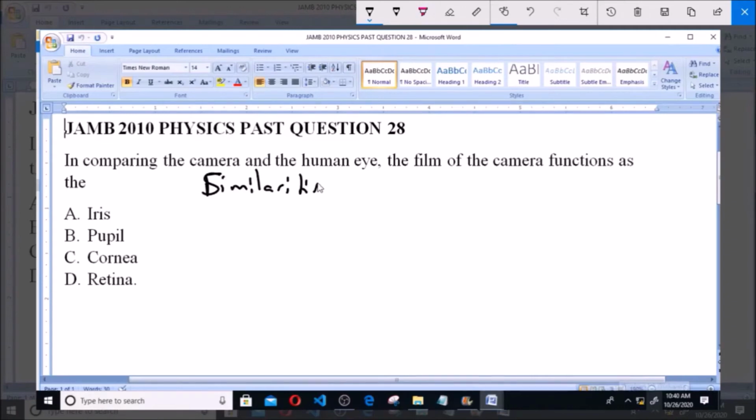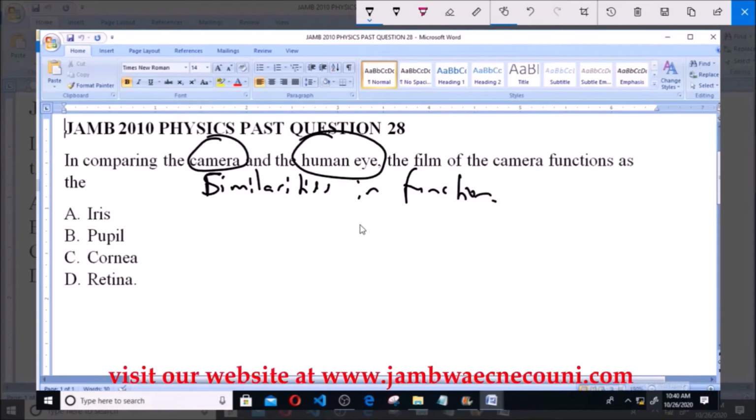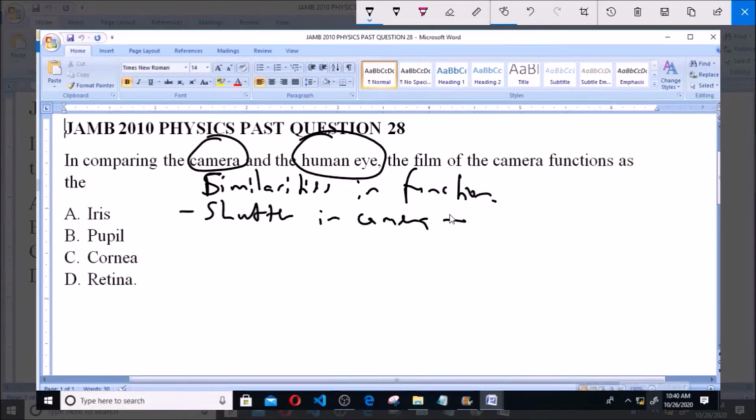Now, there are many comparisons that can be made in terms of similarity in function between a camera and a human eye. Some of these similarities include the shutter in the camera. The shutter in the camera is usually compared to the iris in the human eye, mainly because of the common function which they perform in control of light.